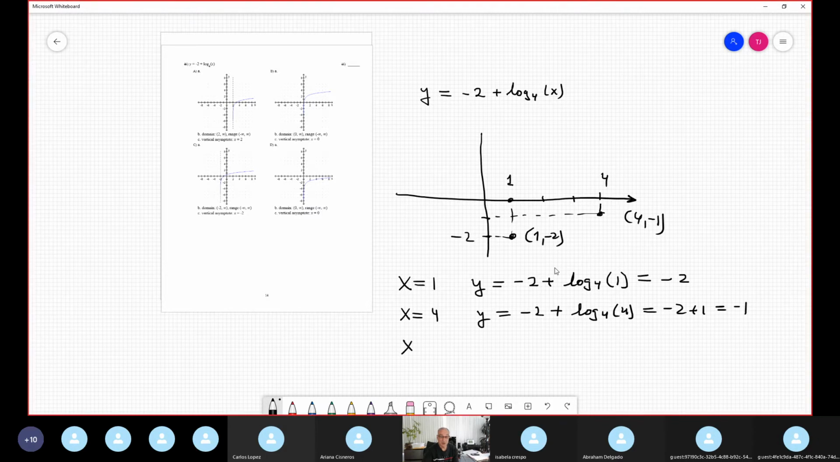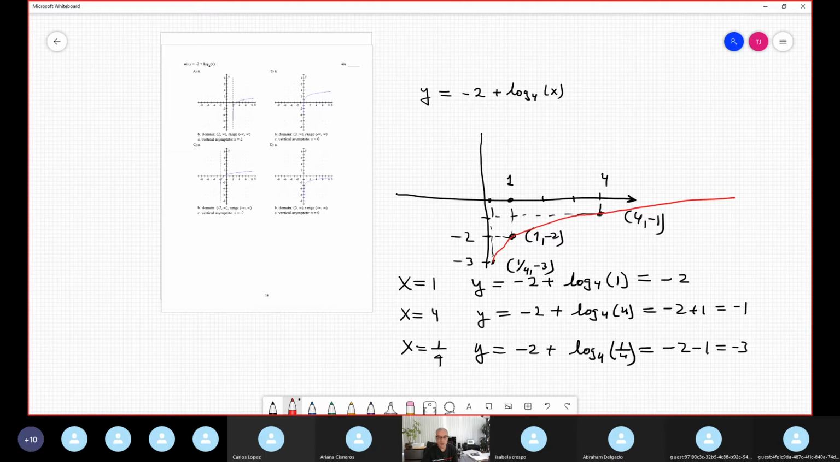And another interesting value is 1/4. Okay, y is equal to minus 2 plus logarithm base 4 of 1/4, which is negative 1. This is negative 2 minus 1, which is negative 3. So 1/4 approximately is here, and it is negative 3. Okay. Our graph, this is (1/4, negative 3). Our graph looks like that.